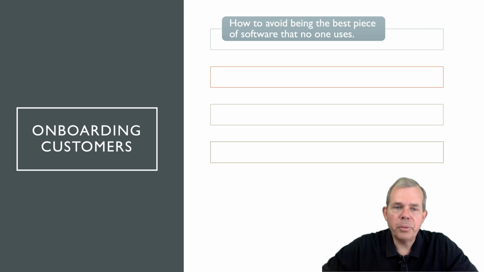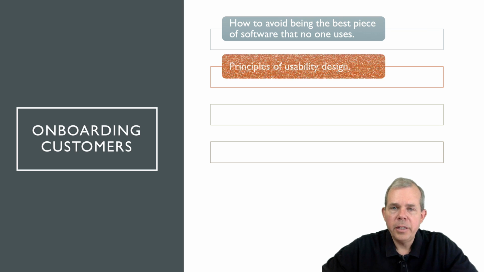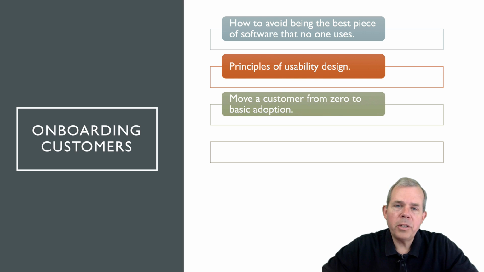These are really principles of onboarding new customers. Part of this is principles of usability design, how to make your software obvious, so that the best option is really the only option that your users have to pick from. What we're trying to do is move a new customer from a zero state of not knowing anything about your program to a basic adopter, so that he or she can use the program for most of what they need. And then, of course, we're going to turn them into experts sometime in the future. But for right now, we need to get them hooked and start from scratch.